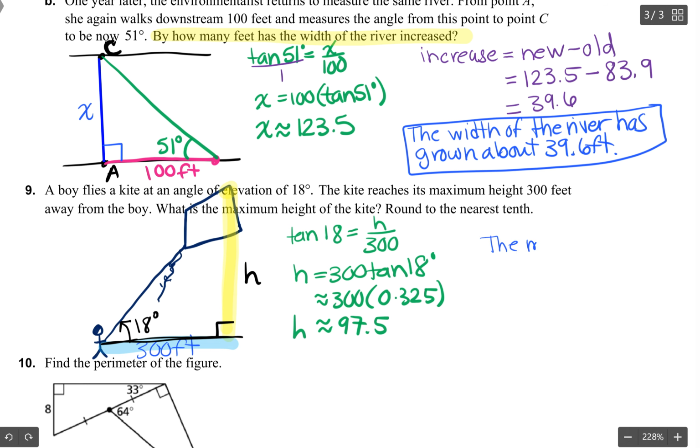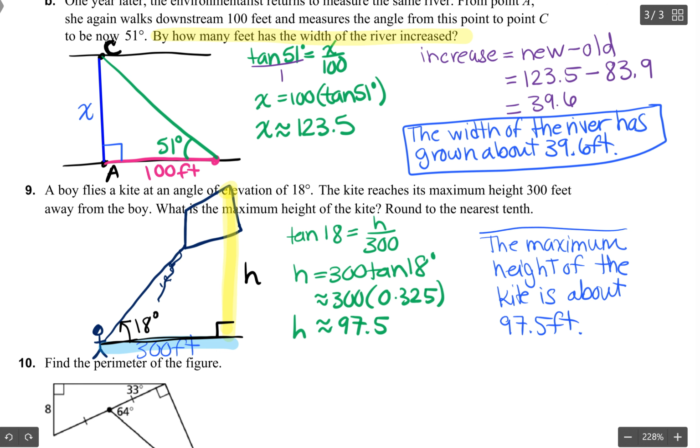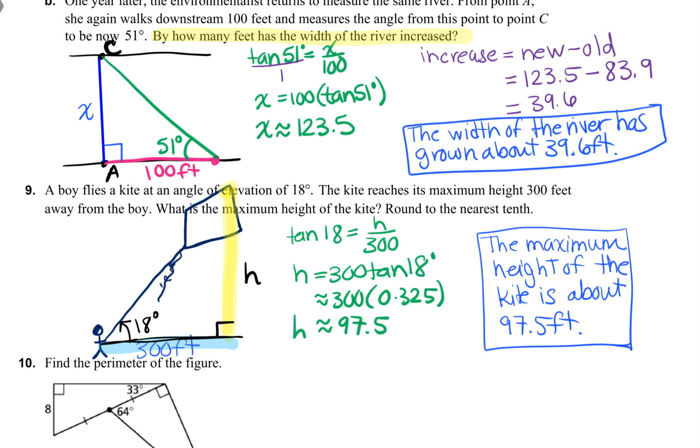The maximum height of the kite is about 97.5 feet. And this is the last question that we're going to be doing for today's lesson. So now you can look on Big Ideas Math and you can complete the homework for lesson 9.4.